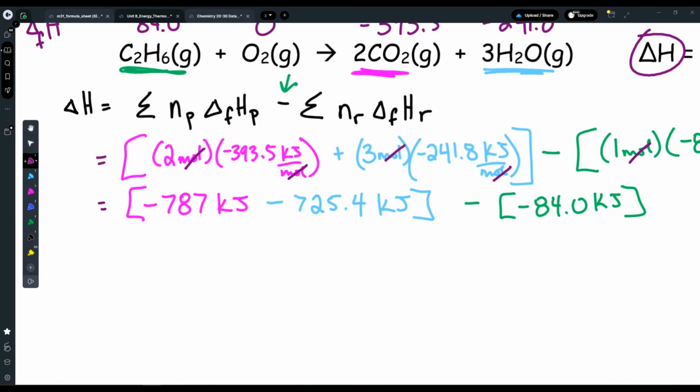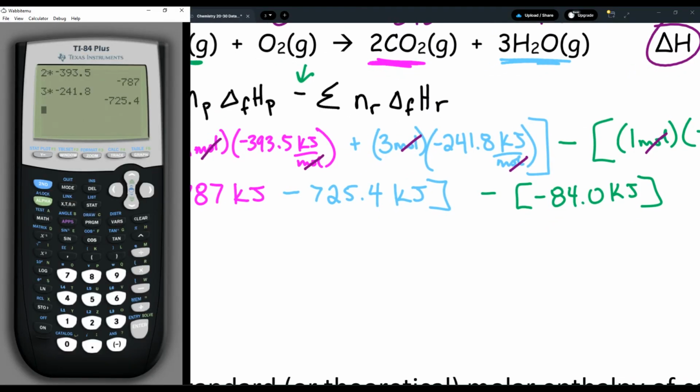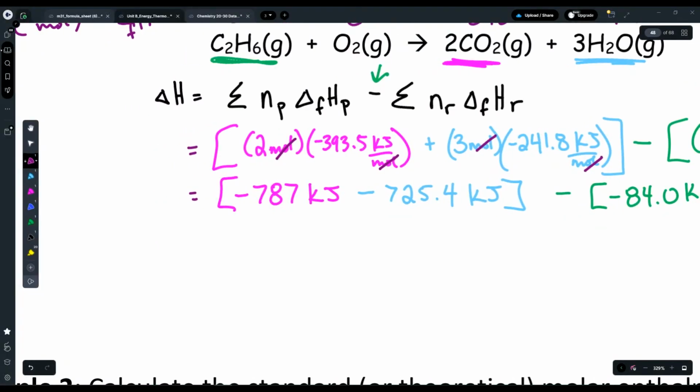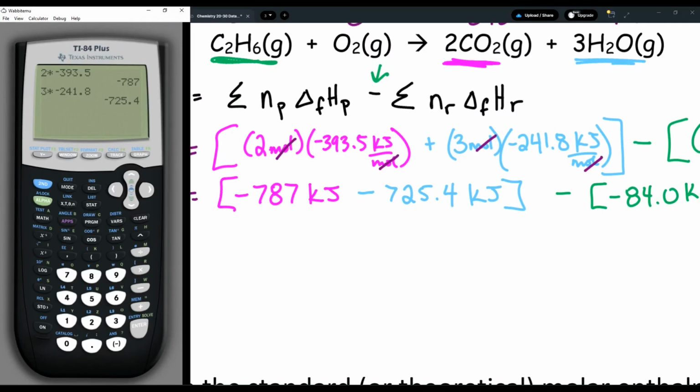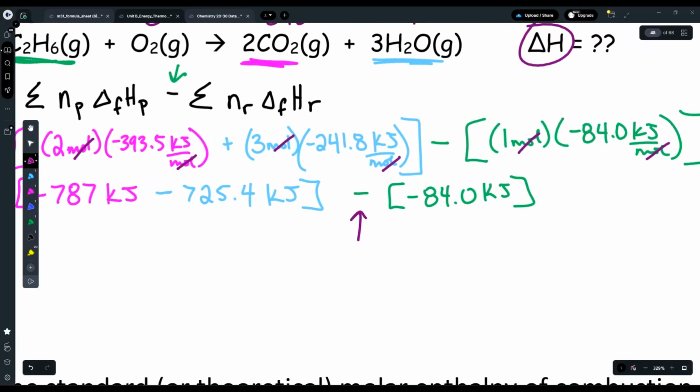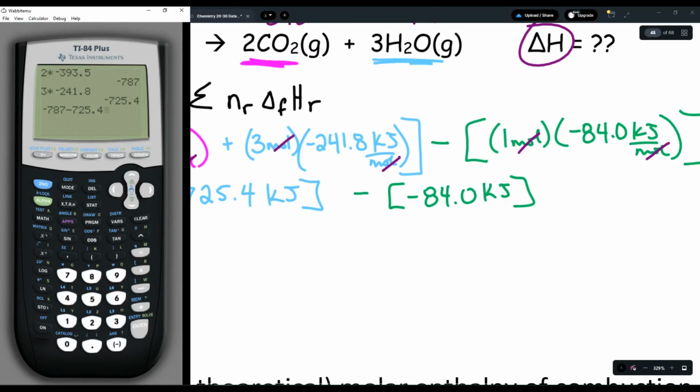All right, so now what we can do at this stage here is we can figure out what all of this is equal to. Okay, so I'm going to go negative 787 minus 725.4, and then over here we have a negative times a negative. So negative times a negative is a positive, so I'm going to add that 84 to it. So my answer is going to be negative 1,428.4 kilojoules.